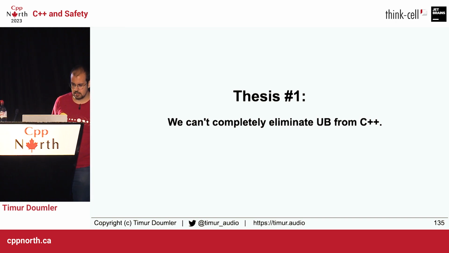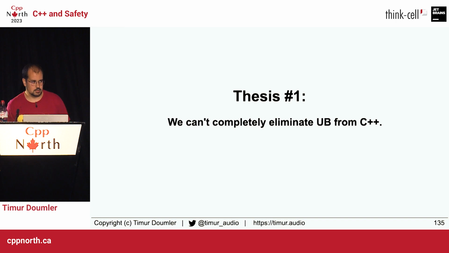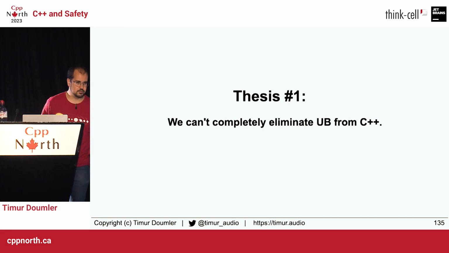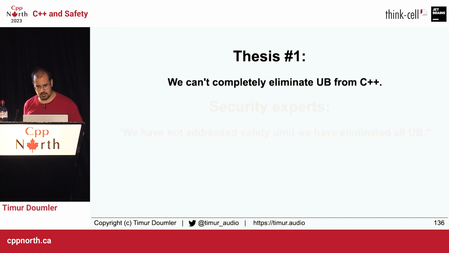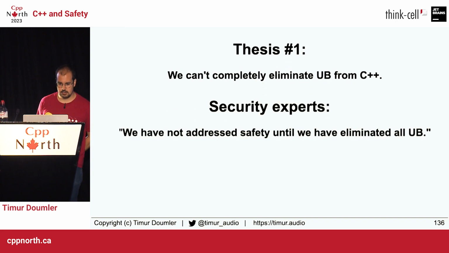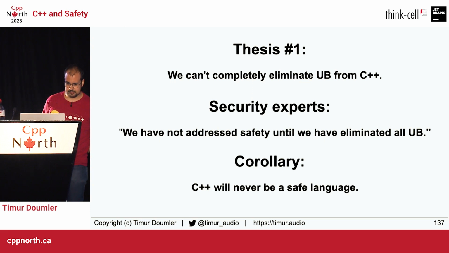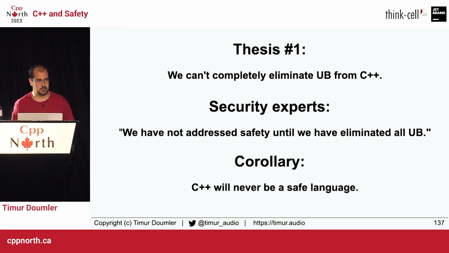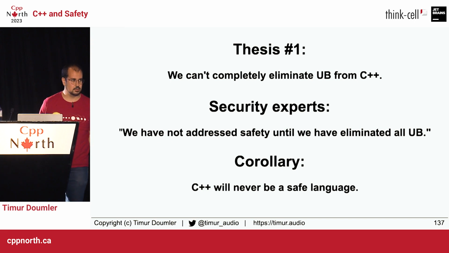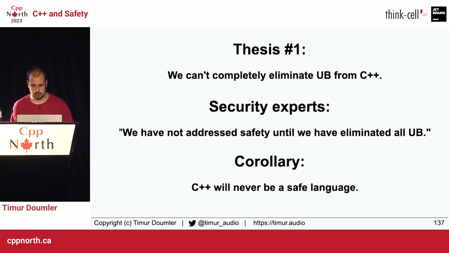It's not possible to do that. Or if you try, then the language we end up with is going to be so different from C++ that it's not going to be C++ anymore. Now, security experts are saying again and again that we have not addressed safety until we have eliminated all UB. And from that, we can derive a corollary. C++ will never be a safe language. So I think we just need to accept that. C++ will never be a language that is completely memory safe the way Rust is. And that's fine, because that's not what it's there for.